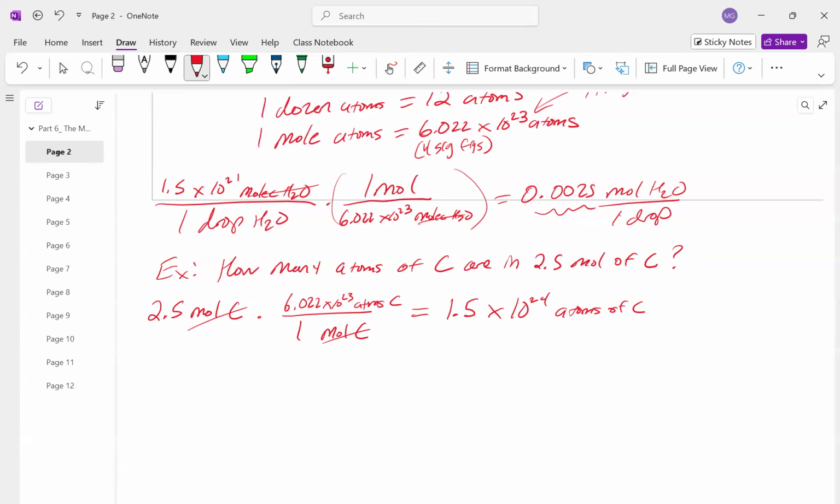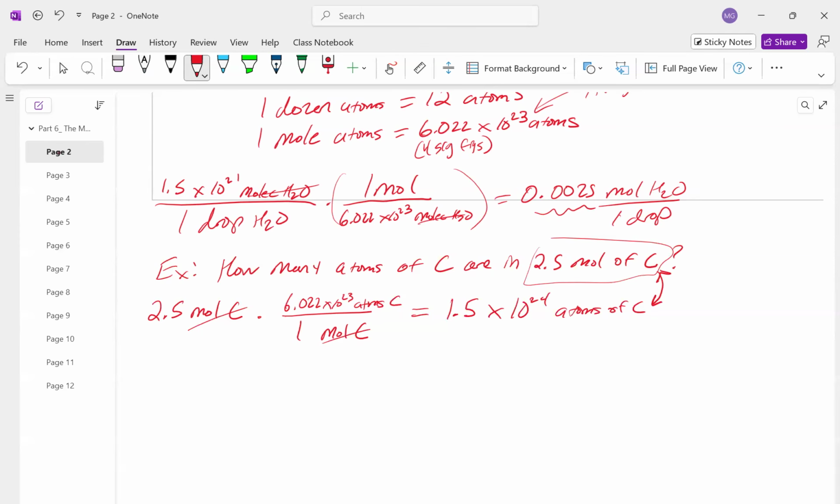Using the mole terminology makes life simpler for us versus having to look at these very large complex numbers. And in fact, they represent the exact same thing. Just like 1 dozen donuts is 12 donuts, 2.5 moles of carbon is the same thing as saying 1.5 times 10 to the 24th atoms of carbon. It's just much easier to say this than it is to deal with very, very large numbers.